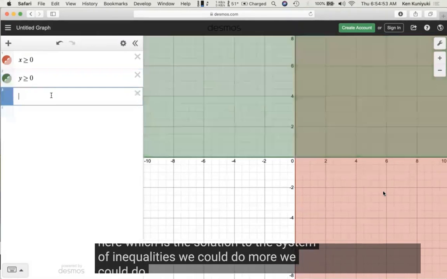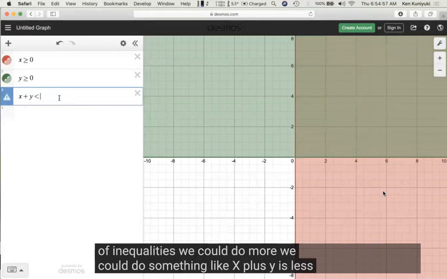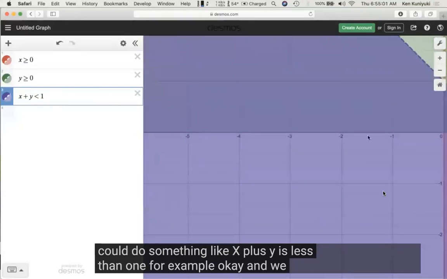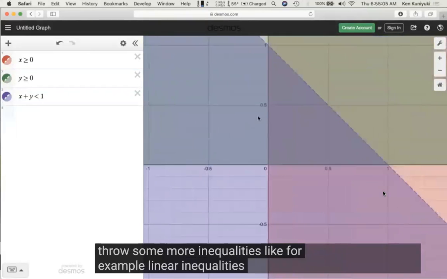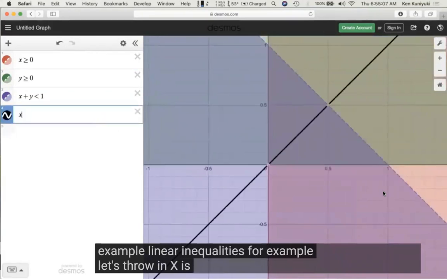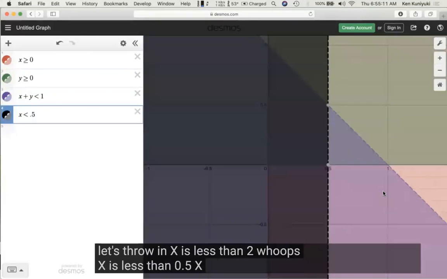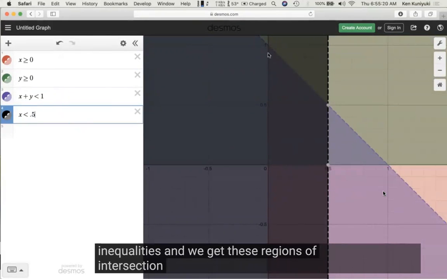We could do more. We could do something like x plus y is less than 1, for example, okay? And we can throw in some more linear inequalities. For example, let's throw in x is less than 2. Whoops, x is less than, how about 0.5? x is less than 0.5, and focus on this trapezoid in here. So we can throw in some more linear inequalities, and we get these regions of intersection with these linear boundaries.